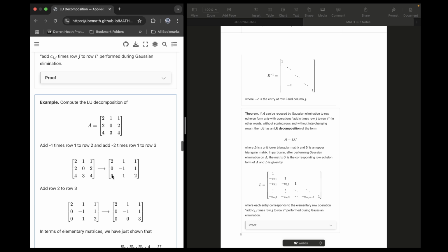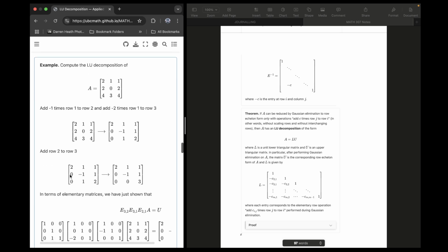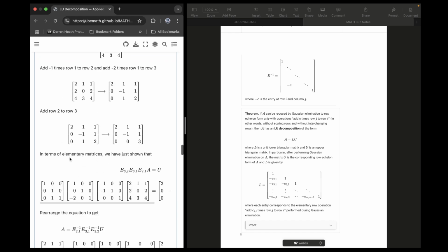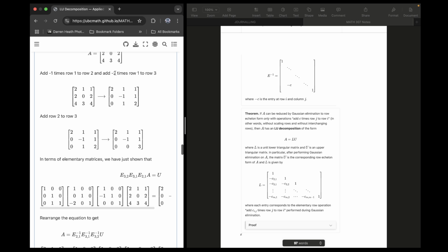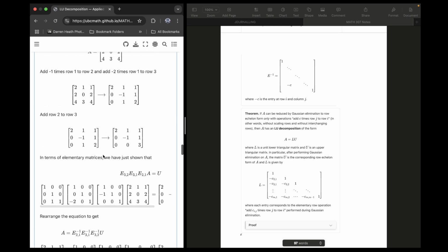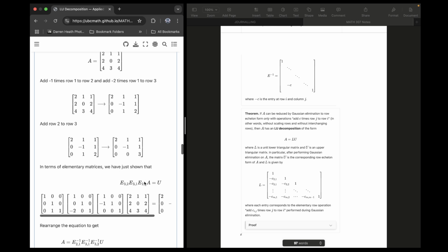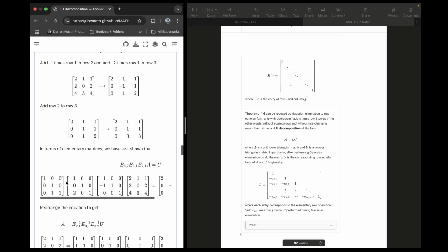So we're getting zeros here. Add row 2 to row 3 to get a 0 here. So we did 1, 2, 3 elementary row operations. I don't understand these subscripts. E32, E31, E21. Row 1 to row 2, row 1 to row 3, then row 2 to row 3.